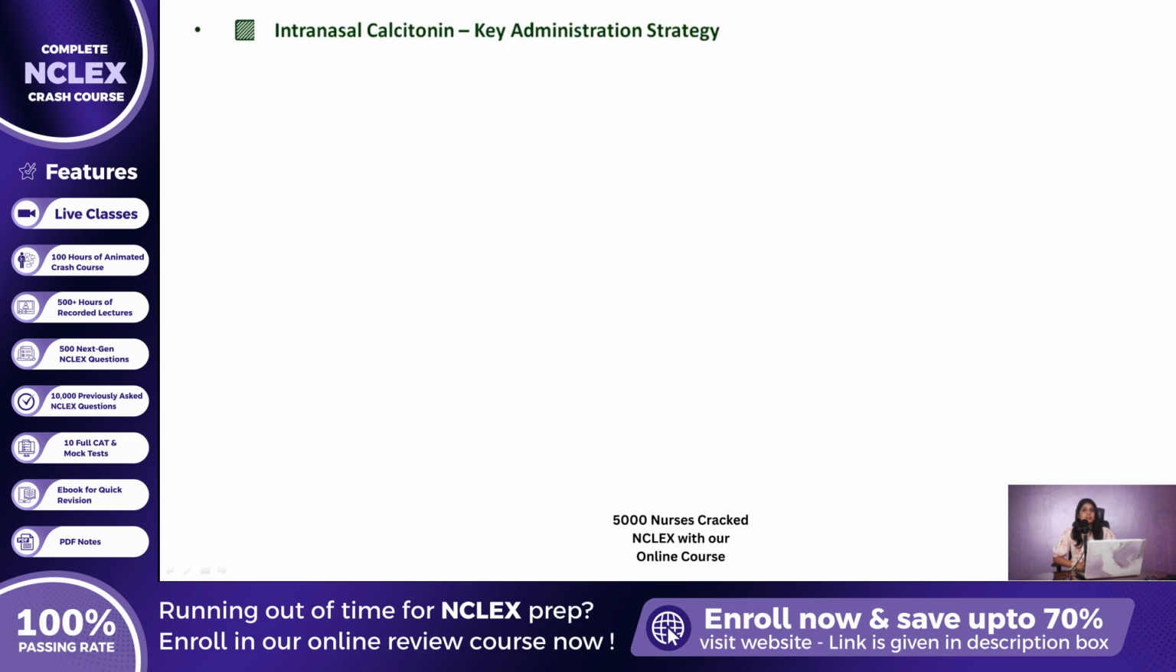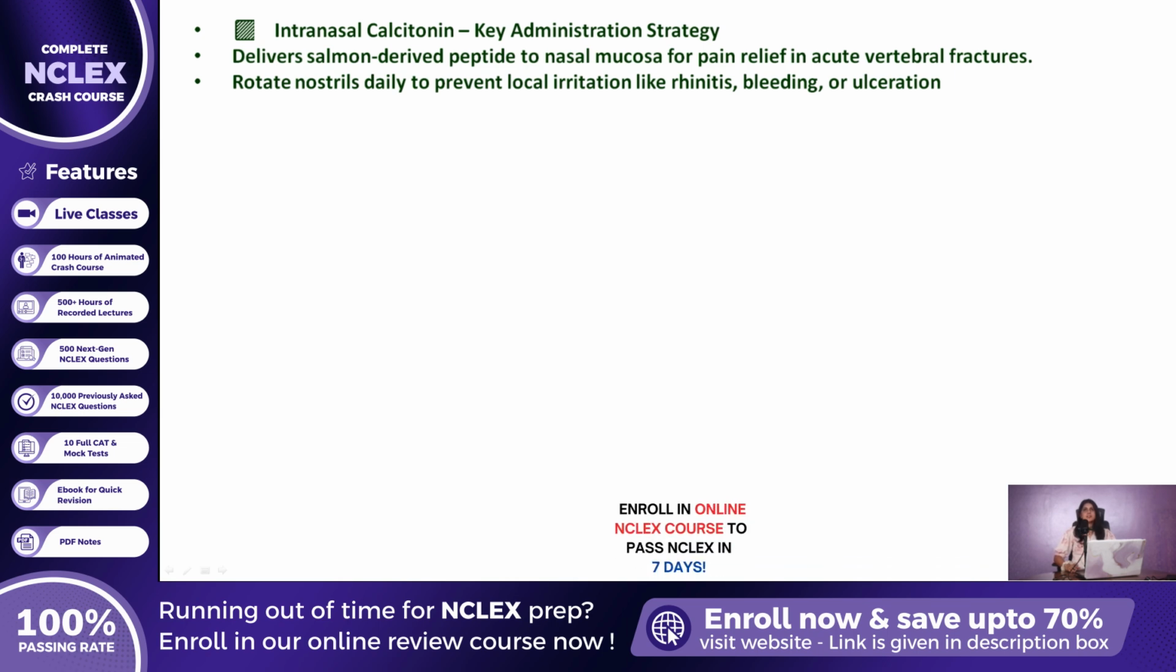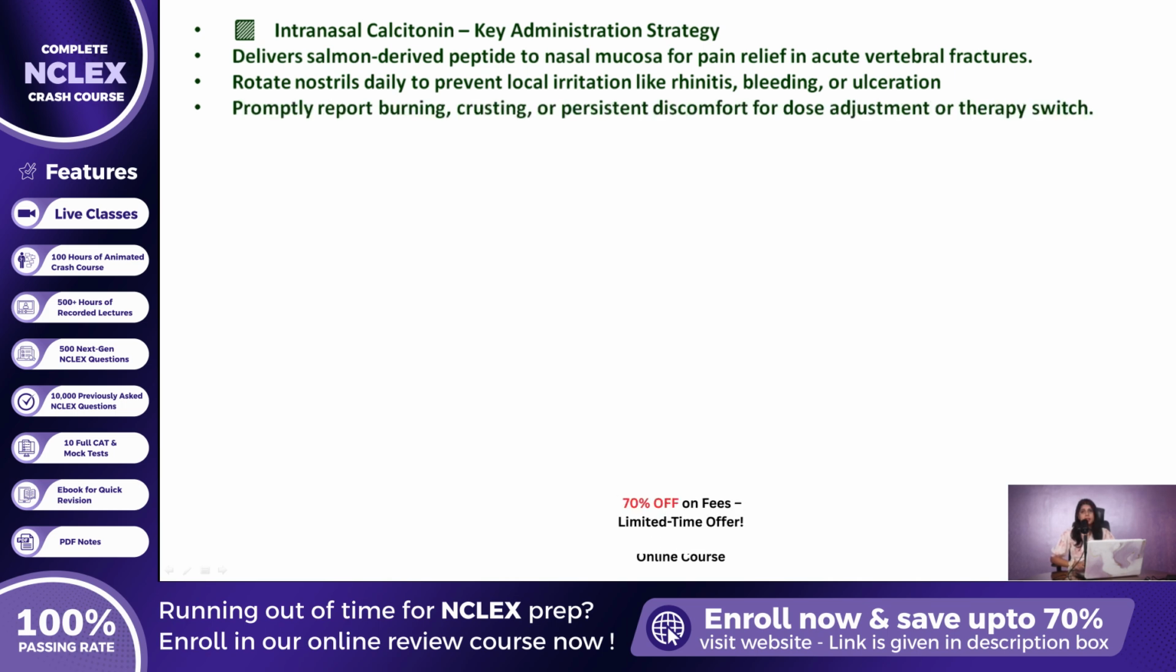Here is why that recommendation matters most, explained step by step. Intranasal calcitonin delivers salmon-derived peptide directly onto the nasal mucosa, which can trigger local side effects such as rhinitis, pinpoint bleeding or epistaxis, and even ulceration if one nostril bears the full brunt every day. By rotating nostrils daily, you distribute the drug's local effect and give each nasal passage time to recover, while prompt reporting of any persistent burning or crusting alerts the healthcare team to adjust dosage frequency, add saline rinses, or switch to an alternative anti-resorptive therapy before more severe mucosal damage occurs.